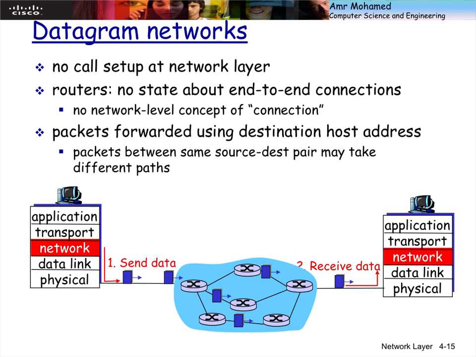No connection established. Nothing. Packets go from the same source to the same destination, and in some scenarios the same packets going to the same destination take different routes. There's no guarantee, okay? They might take different routes, they might get lost. But you will never be able to consume network resources without using them. This is the biggest advantage.